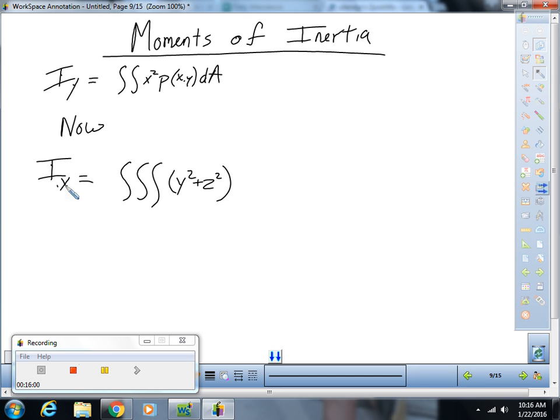Okay, so after this, we multiply by rho. So this is our density function. And then dV, and that's it. Okay? You understand that? And that's everything from today.